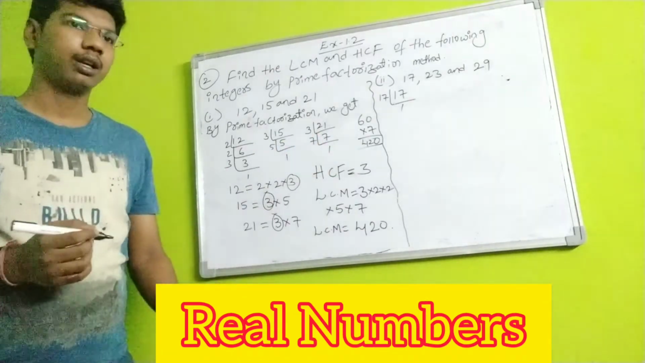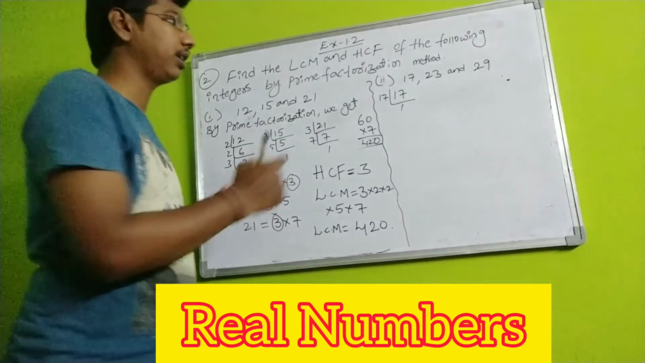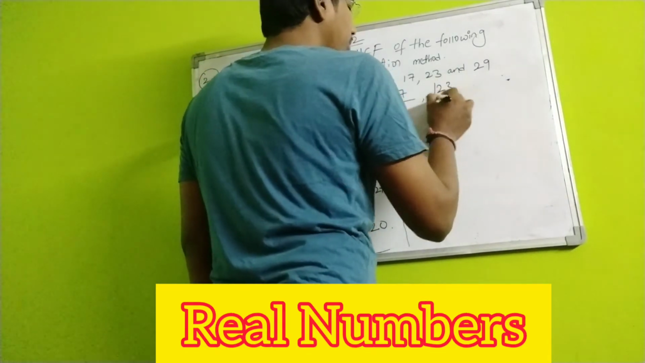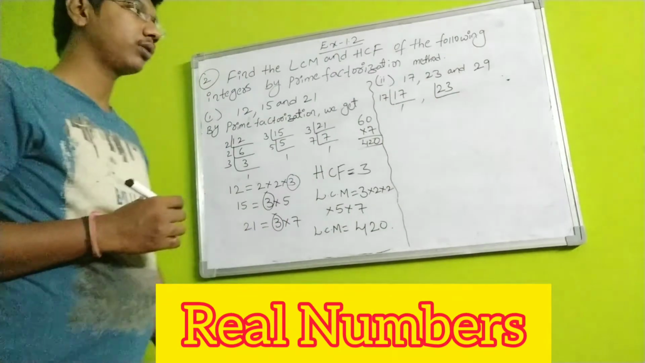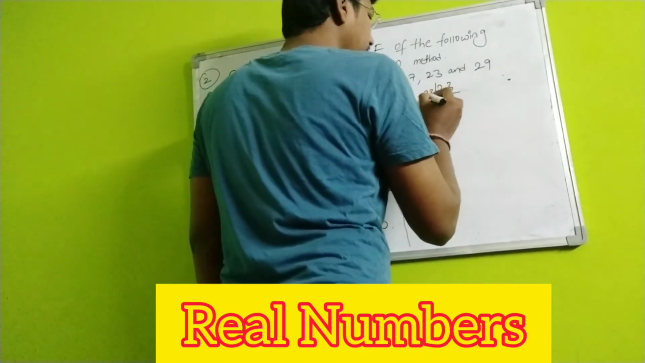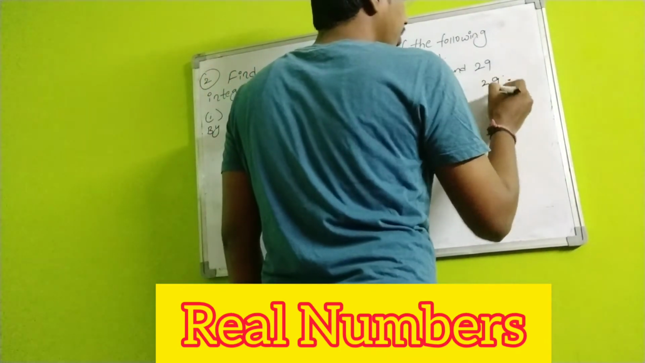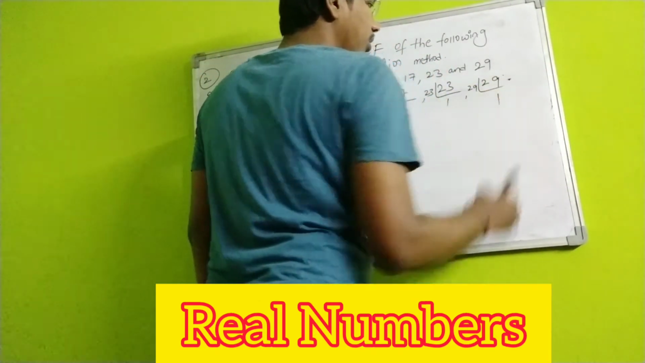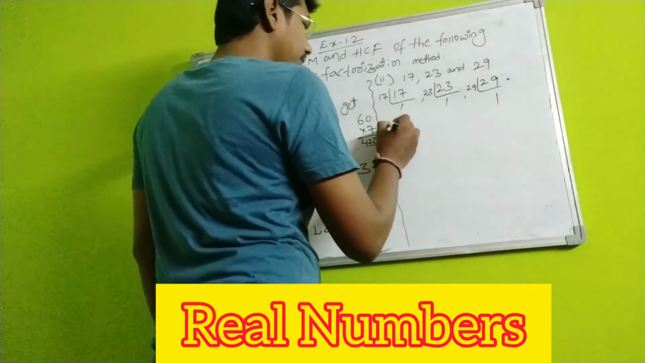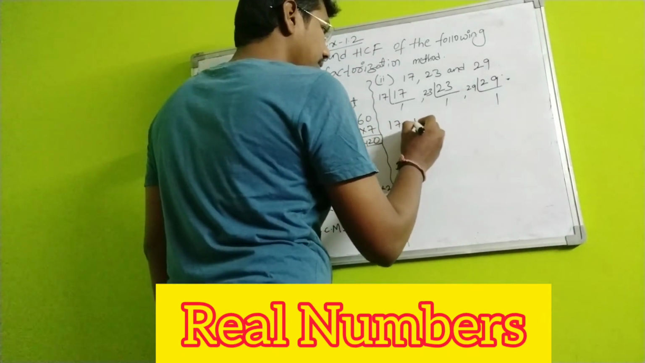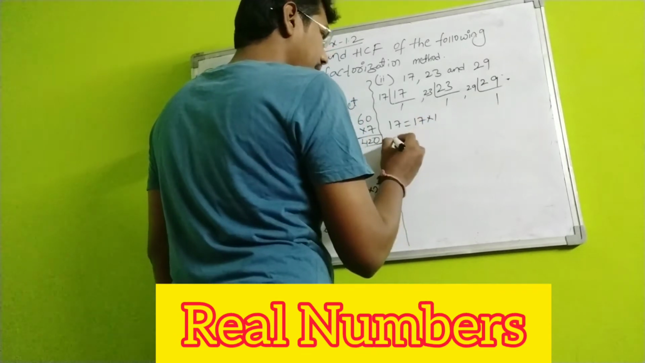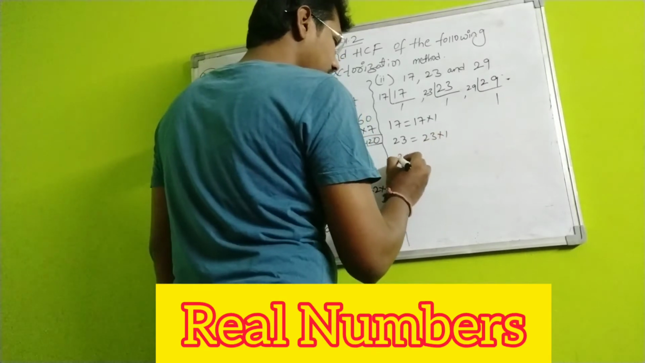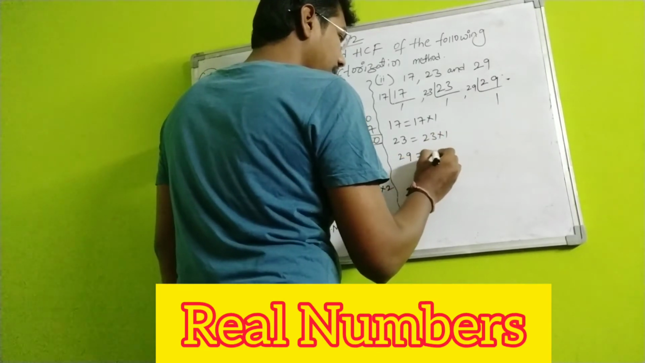Here 17 is divisible only by 17 itself, students. That is, 17 ones are 17. Next, the second integer is 23, which is also a prime number. 23 ones are 23. Next, 29. Yes, 29 is also a prime number, students. 29 ones are 29. Now first write 17 is equal to 17 into 1. Next, 23 is equal to 23 into 1. Next, 29 is equal to 29 into 1, students.